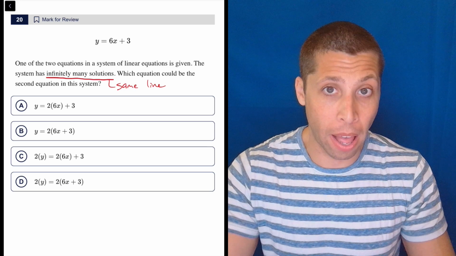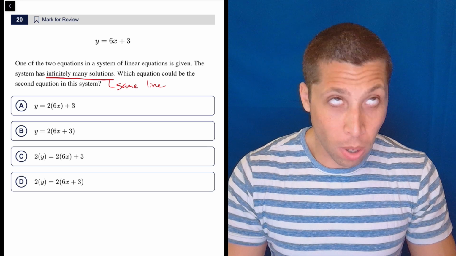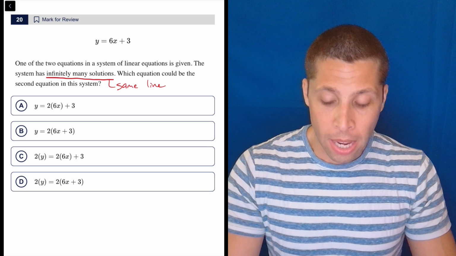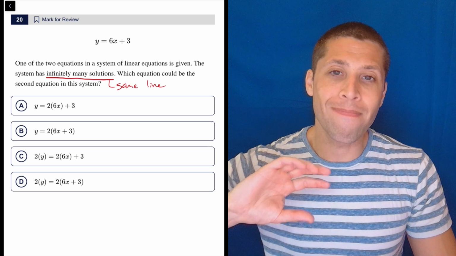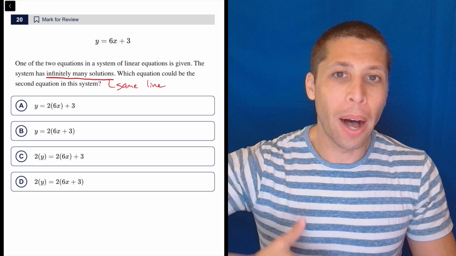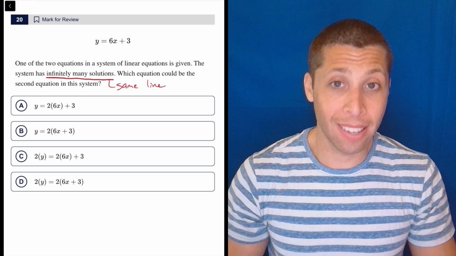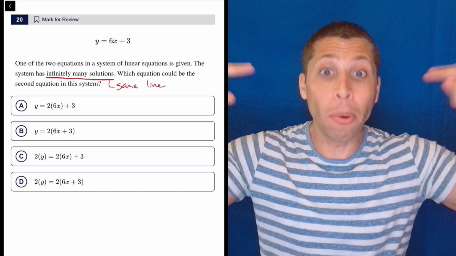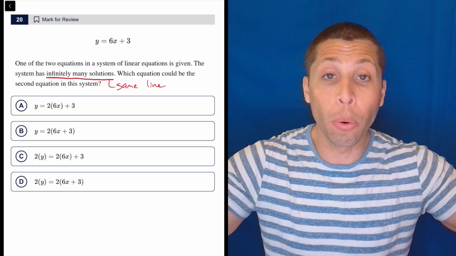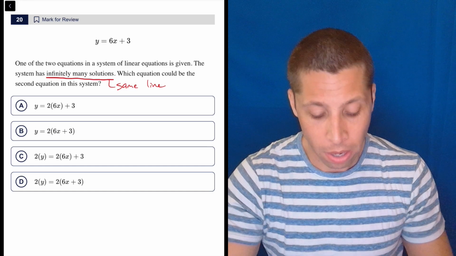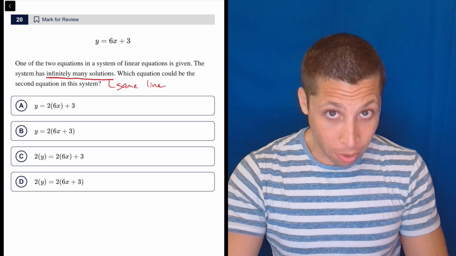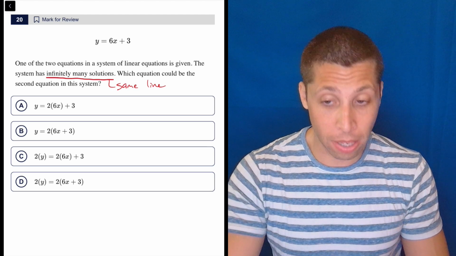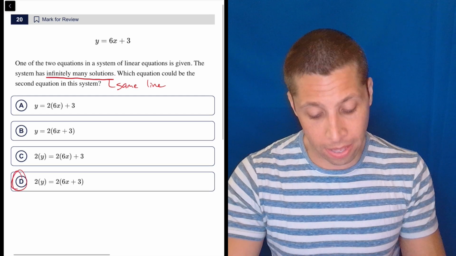So which one is the same line? What we're supposed to know here is that if we multiply both sides of an equation by the exact same thing, then we haven't really done anything to the equation. We've kind of doubled everything, right? In this case, they're doing 2. It doesn't have to be 2, but that's what they're doing here, right? So that means we've got to be really thorough, though. We have to double everything, and only choice D does that, right?